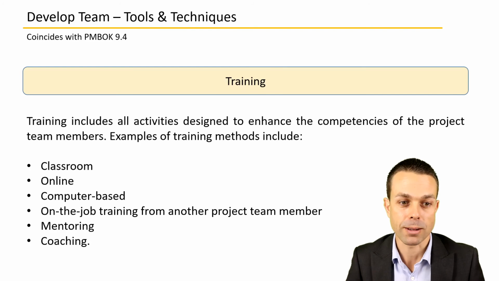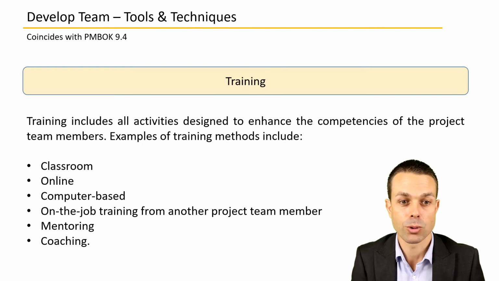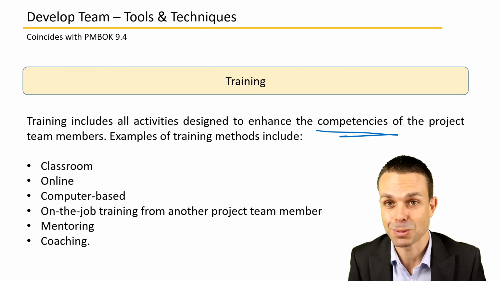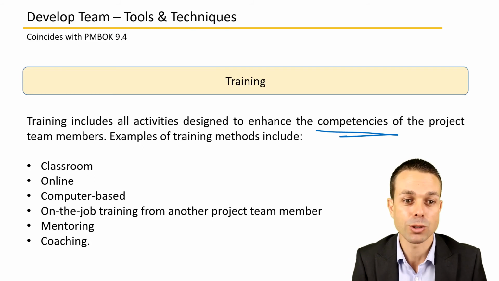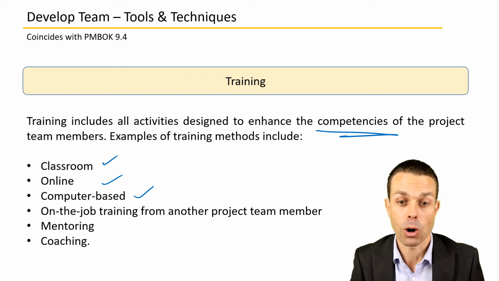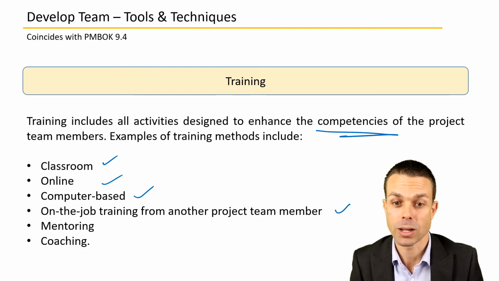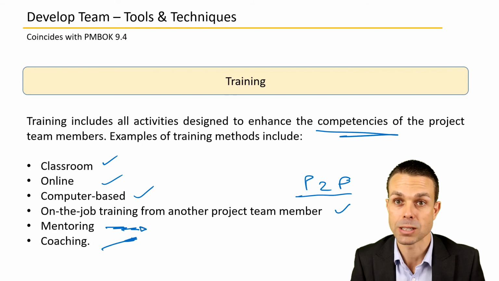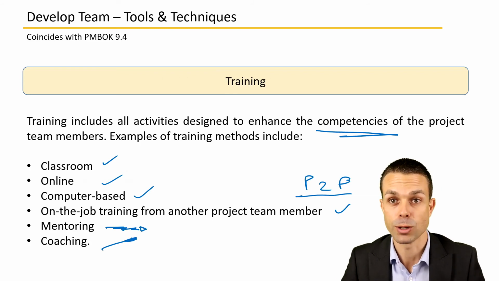We might need training. So different training methods could include, but that will increase the competency of the project team members. Maybe we need them for a specific task and we can train them up in that specific task. But we could use classroom, online or computer-based training, on-the-job training from one person to another, peer to peer. So two people working together. Mentoring or coaching. So a mentor relationship where someone is really passing on a lot of valuable knowledge.